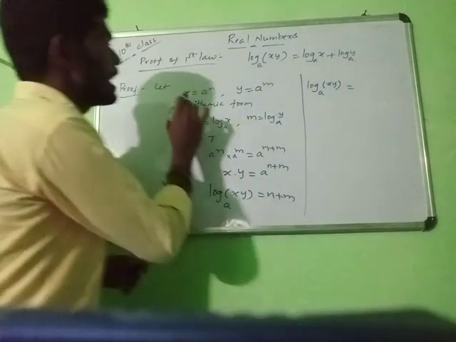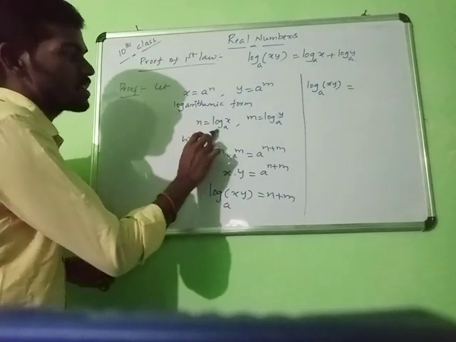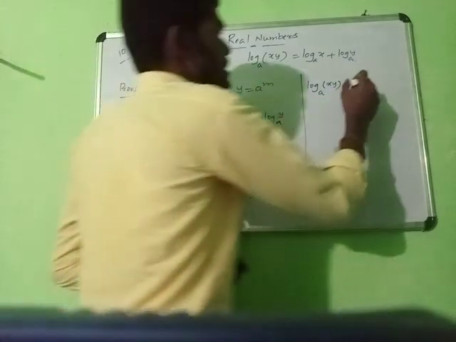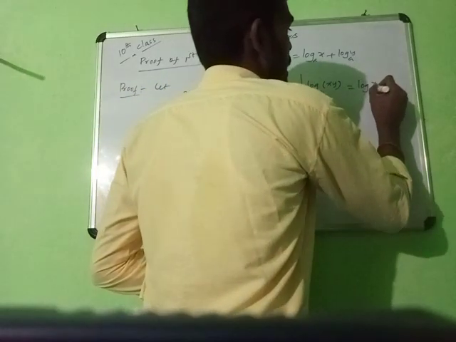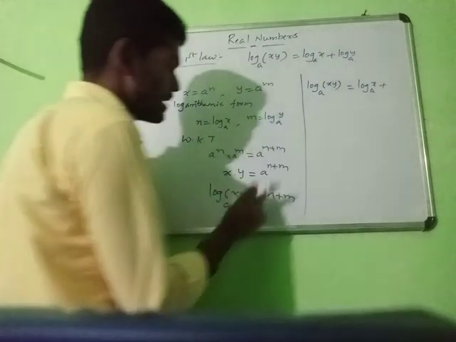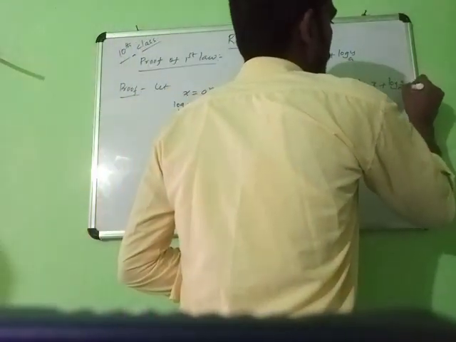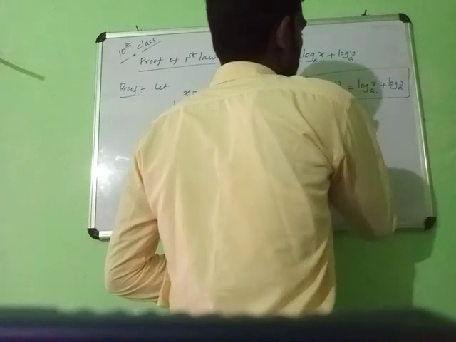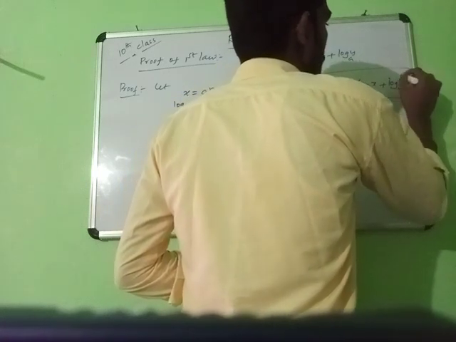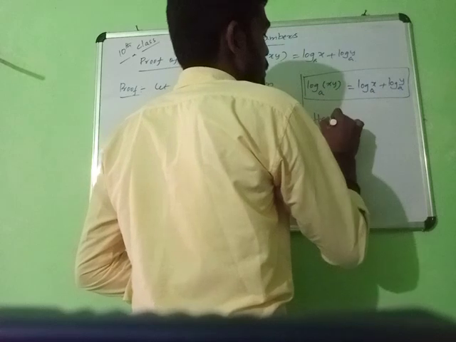Then take log of xy base a equal to n. What does n mean? n means log x base a. And m means log y base a. This is the answer. Hence proved.